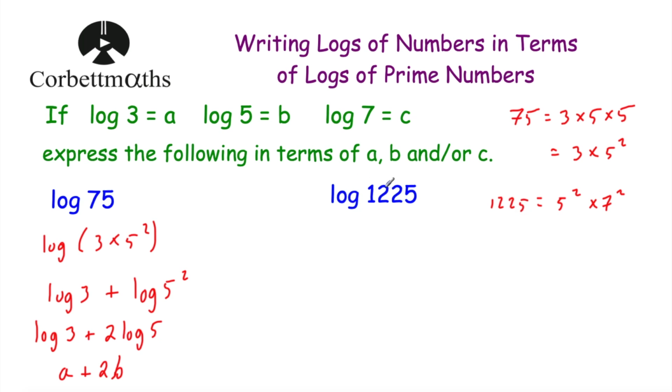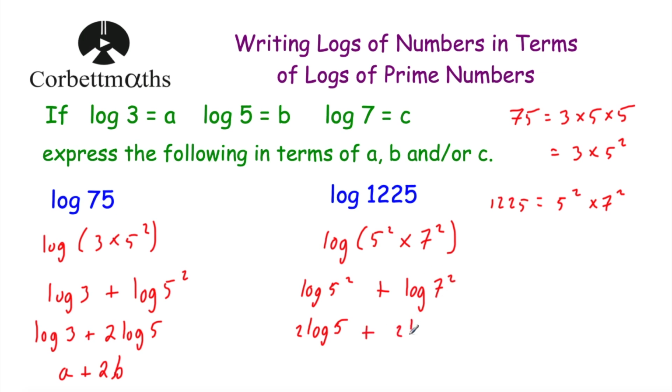Okay, so the log of 1,225, that's the same as the log of 5 squared multiplied by 7 squared. Now we're going to split this up into the log of 5 squared plus the log of 7 squared, just splitting this up where we've got the multiplication sign. Okay, now we've got some powers, so let's bring those down. So the 2, let's bring it down to be 2 log 5. And then plus, I'm bringing the 2 down, 2 log 7. So that's fantastic. And then finally, we've got log 5 is equal to B and log 7 is equal to C. So it's going to be 2B plus 2C.